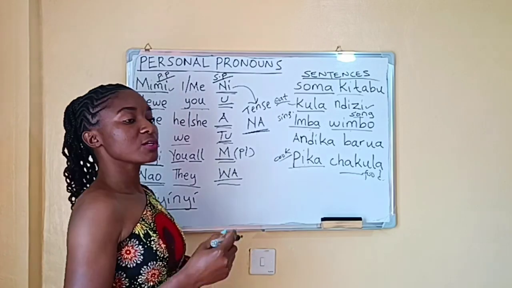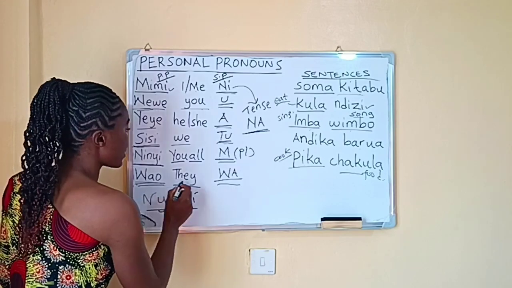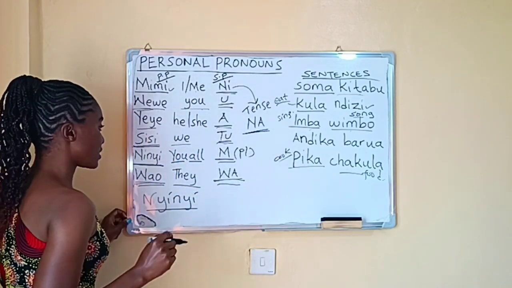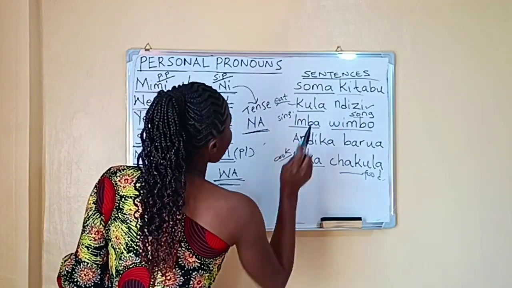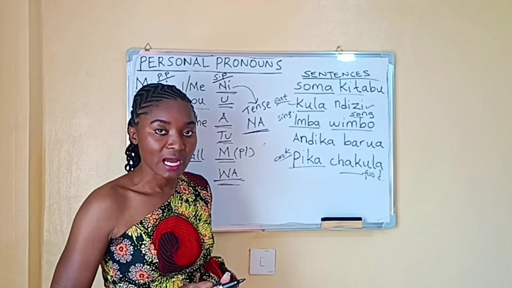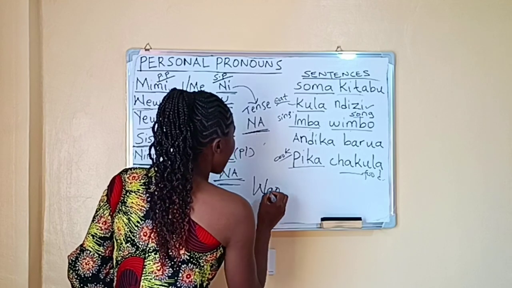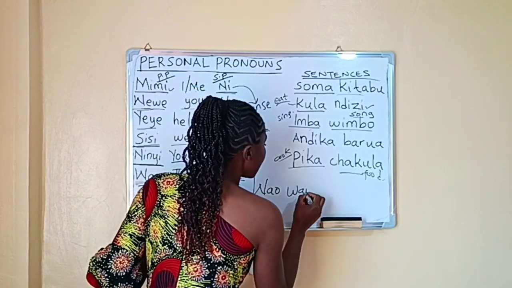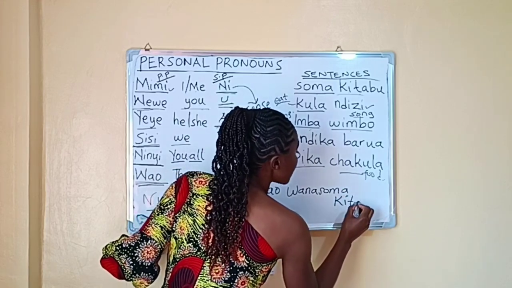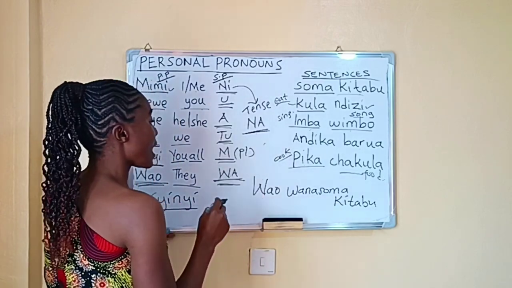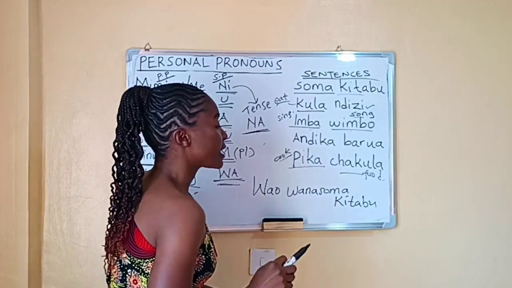Like that, okay? So let's move to the last one. Wao. So if you're referring to they or them, okay? So here we have wao represented by wa. So let's move to a sentence. We can say wao wanasoma kitabu, which is they are wanasoma, and then we have kitabu.